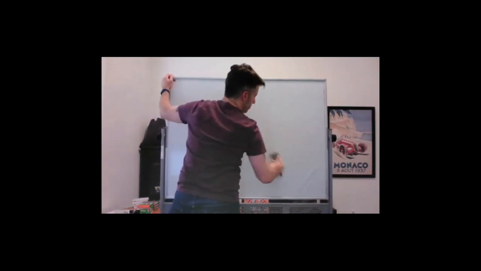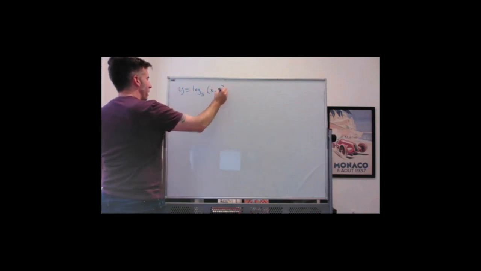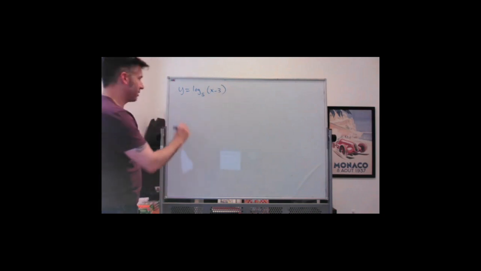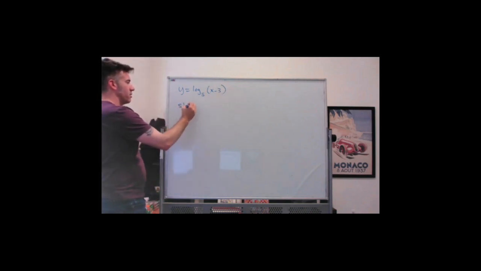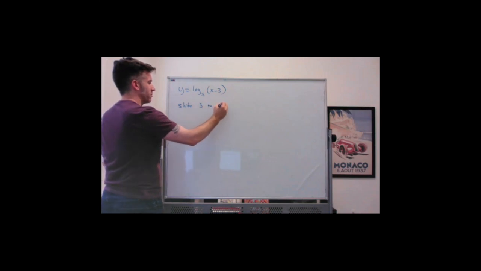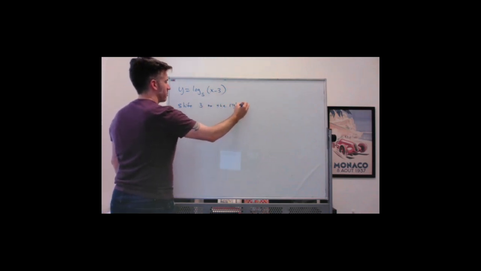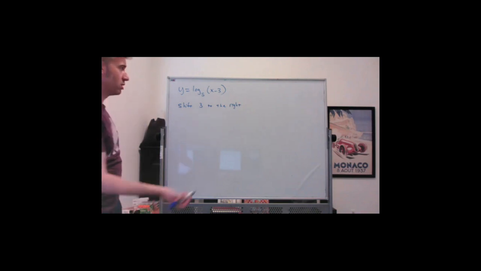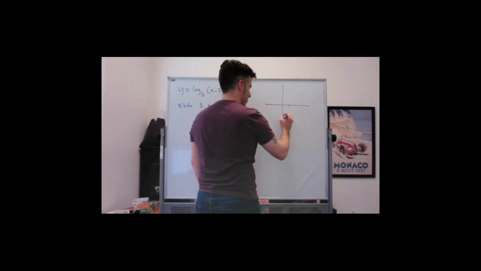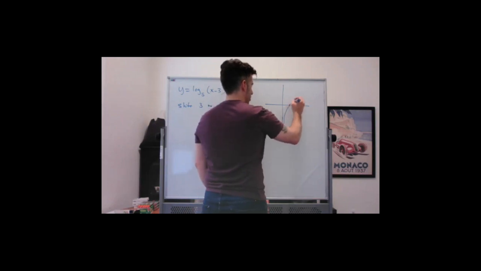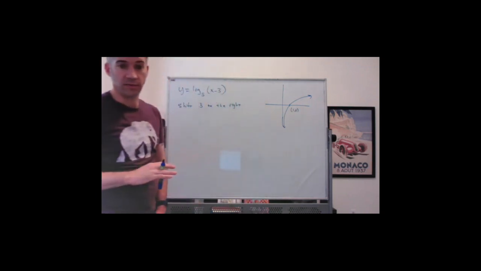So the first one is to graph y equal to log base 5 of x minus 3. That's going to take my usual logarithmic graph and shift it 3 to the right. So usually our graph would look like that, with an x-intercept of (1, 0).